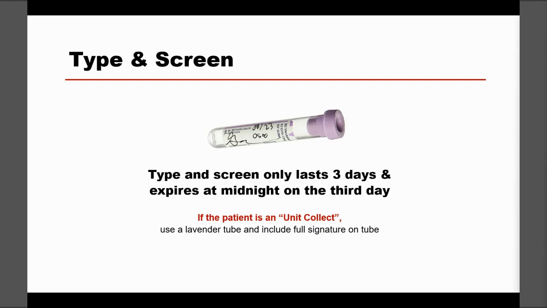And then just as a fun fact, if your patient is a unit collect, meaning that the nurse is going to go ahead and draw blood, it's important that you use a lavender tube. And just putting your initials is not enough. For a type-in screen, you're going to need a full signature on the tube. As a rule of thumb for me, whenever I would draw blood, I would always put a full signature on it if I felt the patient would need an updated type-in screen or a blood transfusion and there was not a type-in screen on file. So it is a good habit to build into your blood draws that you put a full signature on that lavender tube.